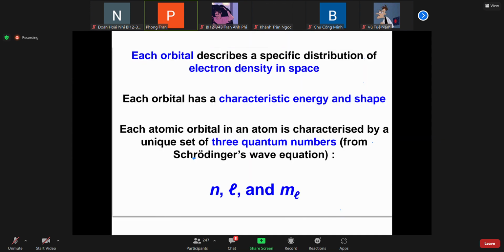Okay. So an orbital describes a specific distribution of electron density in space. An orbital has a characteristic energy and shape. An orbital in an atom is characterized by a unique set of 3 quantum numbers. From the Schrödinger wave equation, you have 3 quantum numbers: the principal quantum number n, L, and ML. Now we go into a little more detail about what they are.